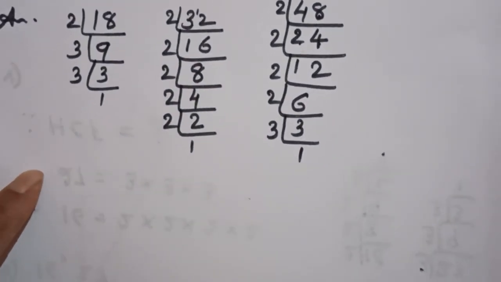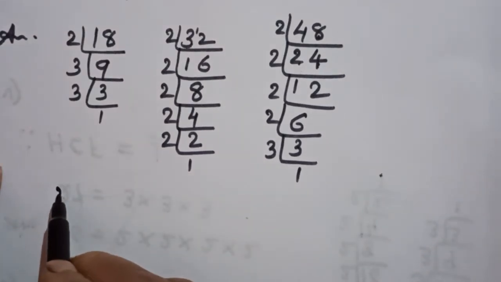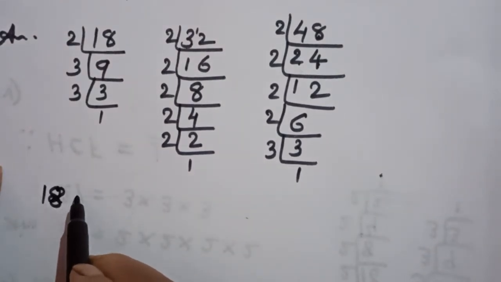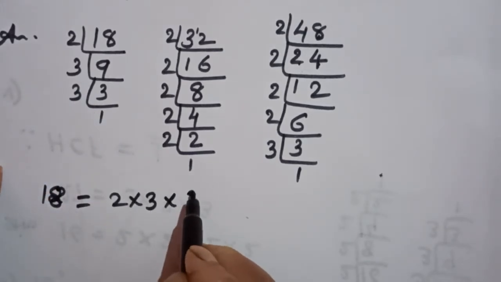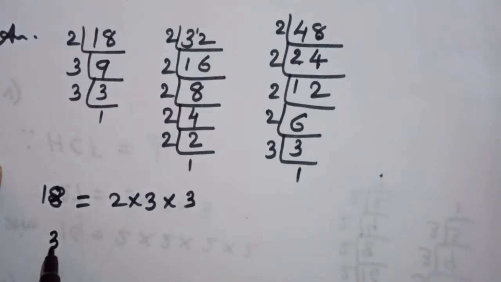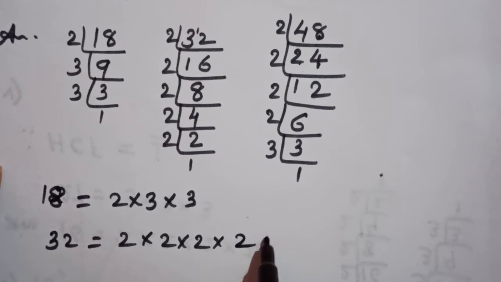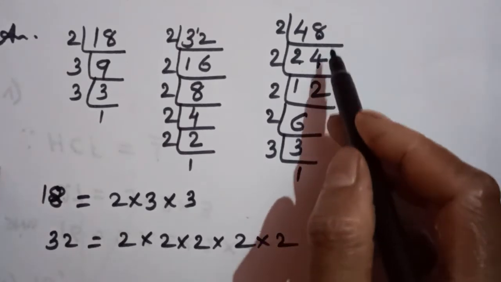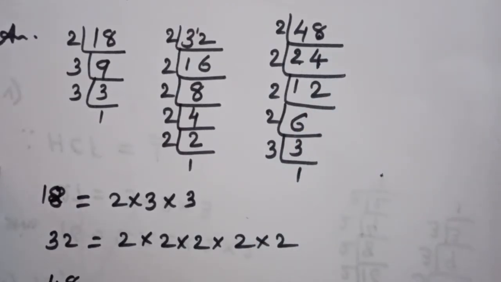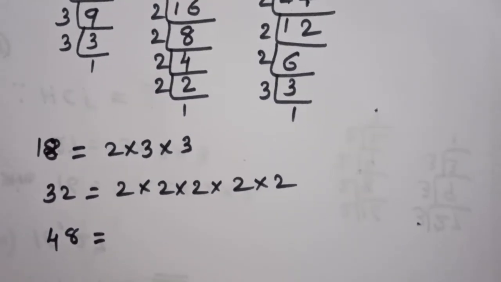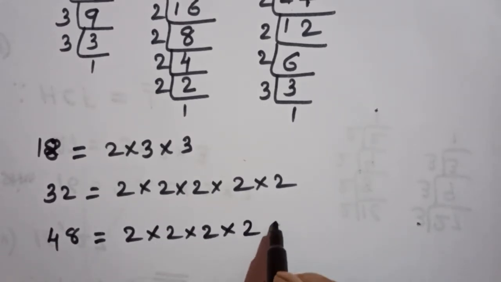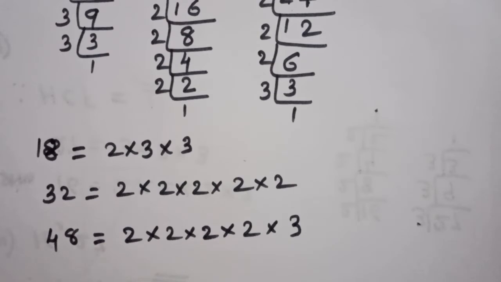Now 2 6s are 12, 2 threes are 6, 3 ones are 3. After completion of the factorization, we'll write the prime factors of each number. 18 equals 2 into 3 into 3, and then 32 equals 2 into 2 into 2 into 2 into 2, and 48 equals 2 into 2 into 2 into 2, 4 times, and then into 3. Okay, these are the factors.